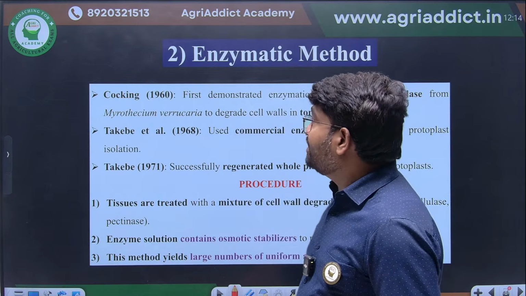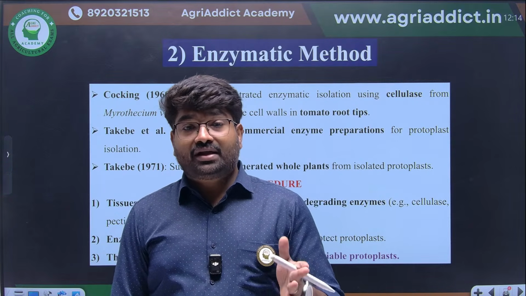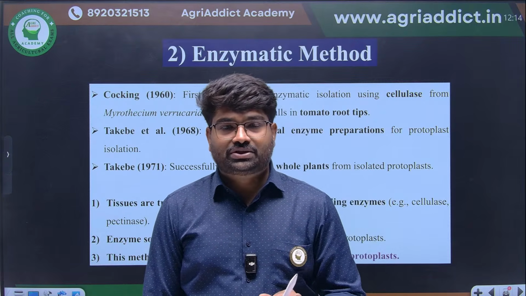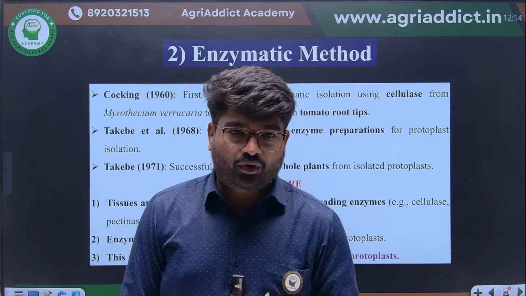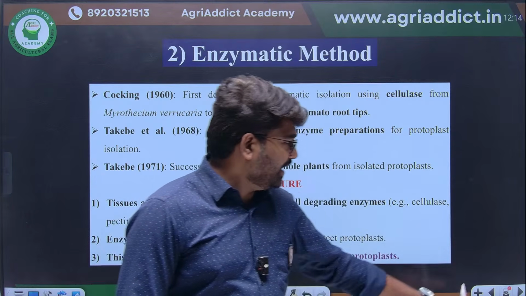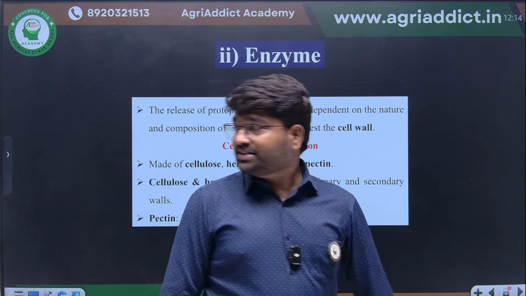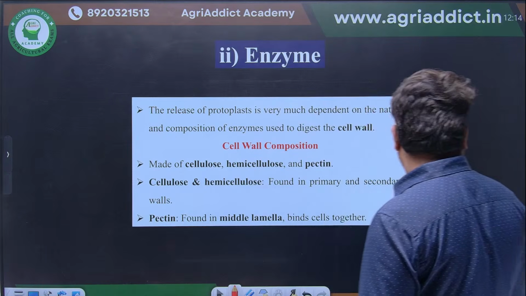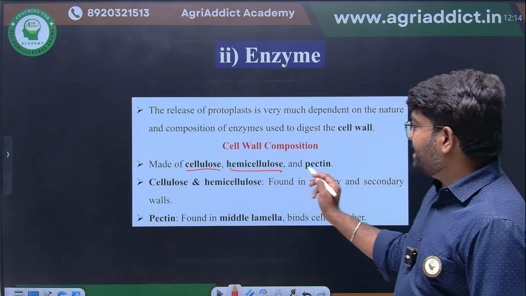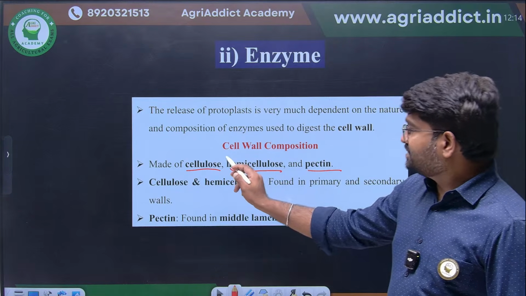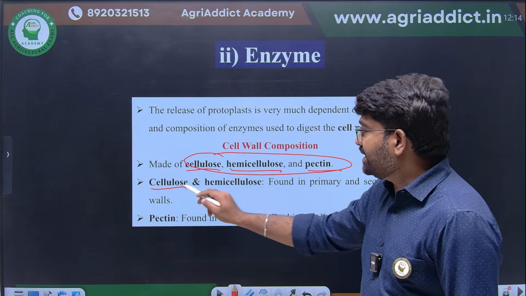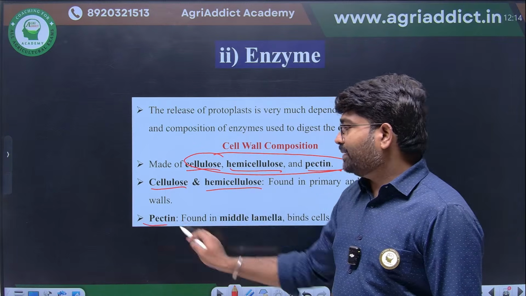The question they will ask here is: what are the different enzymes, and what are the sources of enzymes used for the enzymatic method of protoplast isolation? This is the question they are going to ask. We use cellulase, hemicellulase, and pectinase. These are the components of the cell wall, and for degrading them we use these enzymes.